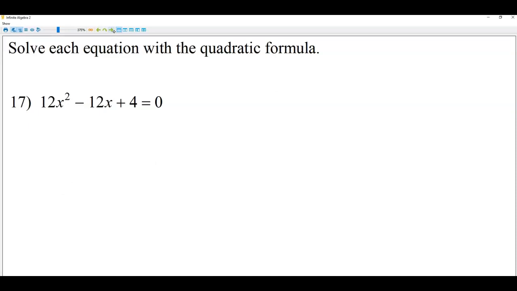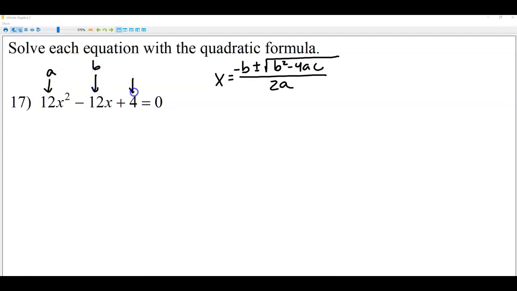Number 17, we want to solve this equation using the quadratic formula. The quadratic formula is x equals -b plus or minus the square root of b squared minus 4ac all over 2a. This is the a, this is the b, and this is the c. And all we have to do is plug it in and simplify.